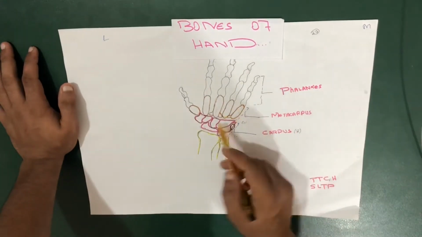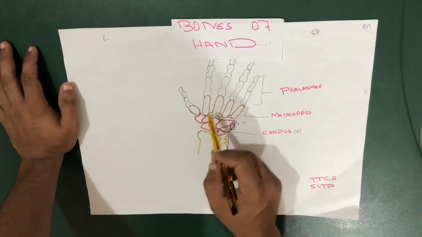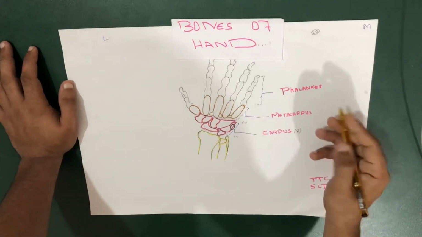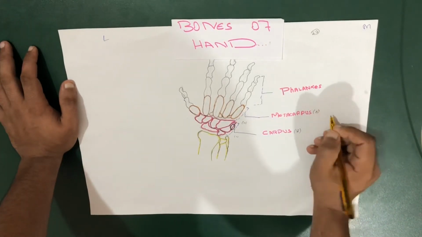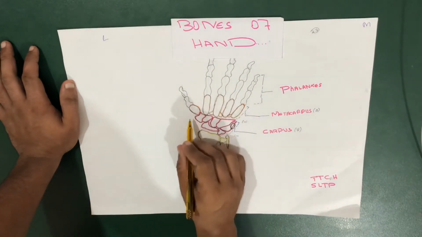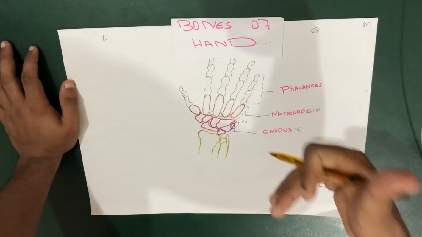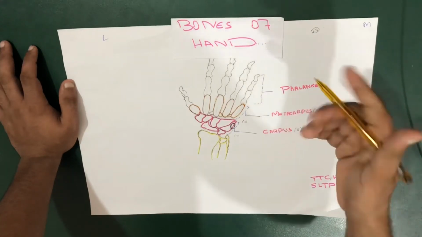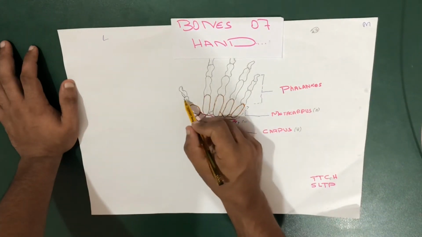Carpus bones are 8 in number, but now let's talk about the metacarpals. The number of metacarpal bones is 5, very simple and easy, including one in the thumb. There is a metacarpal in the thumb, but there are only 2 phalanges in it.